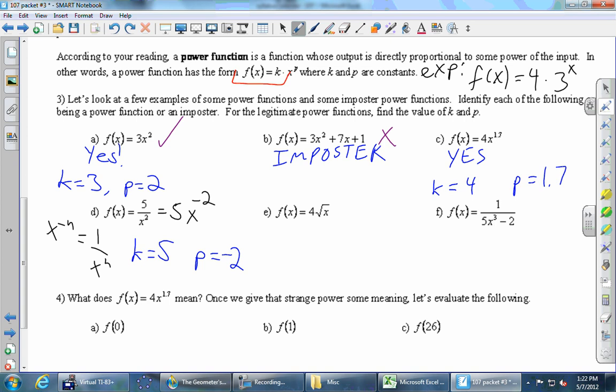Okay, part E. 4 square root of x. Is it currently a number times x to a power? No, but we can make it. 4 square root. You know what power the square root is? It's a half. That's the same as the 4 square root of x. Is it a power function? Yes. Now we can recognize it, but it was a power function the whole time. We just didn't recognize it. So the k is 4, the p is 1/2.